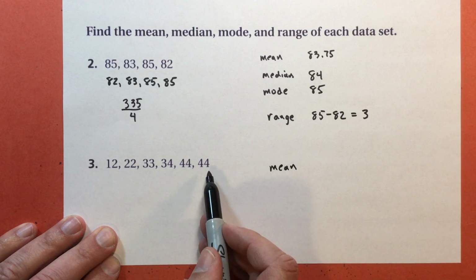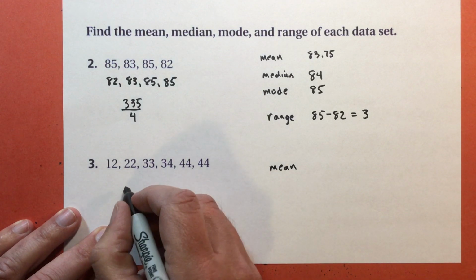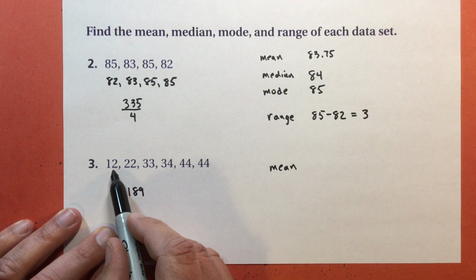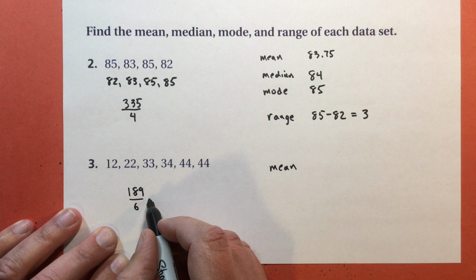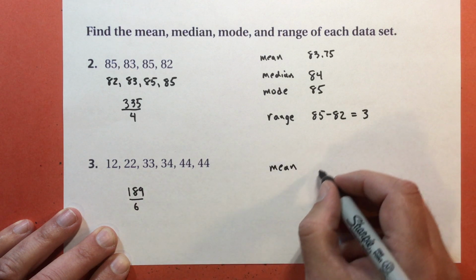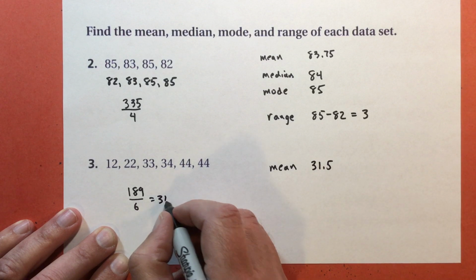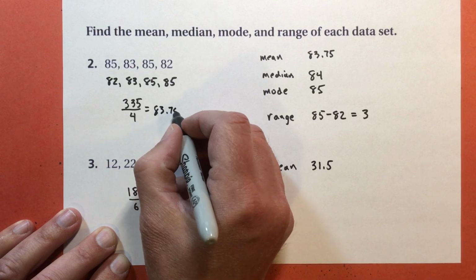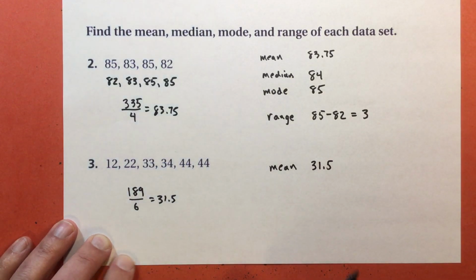I'm going to add all these numbers up. Again, you can do it on paper. You can do it in your head. If you need to grab a calculator, that's fine. When I add them all up, I get 189. I've got 1, 2, 3, 4, 5, 6 numbers. So when I divide by 6, that's going to give me my mean, which is 31.5. I'll write it over here too. Should have written this one, 83.75. You have to remember, people are going to look back over the pictures without hearing what I said.